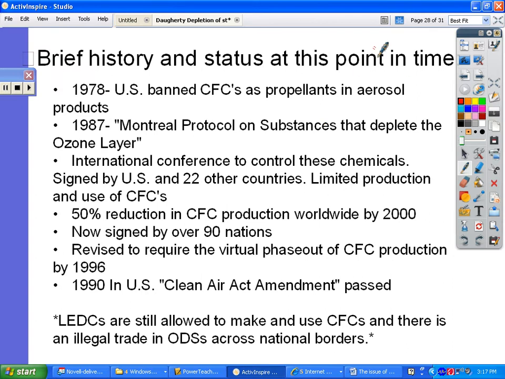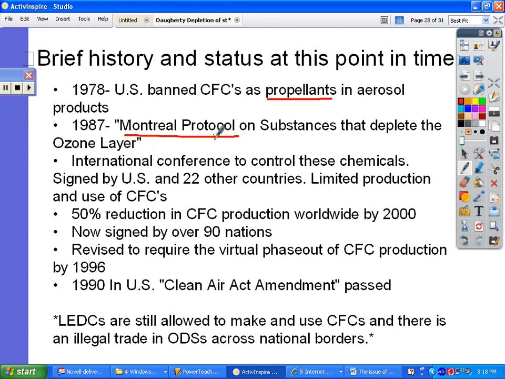And so where are we at in terms of history with this issue of ozone depletion? In 1978, the U.S. banned CFCs in those propellants and spray cans. So we haven't had CFCs in spray cans since the 70s. In the 80s, we developed the Montreal Protocol. It's going to be very important. We'll talk about that more here in a little bit.